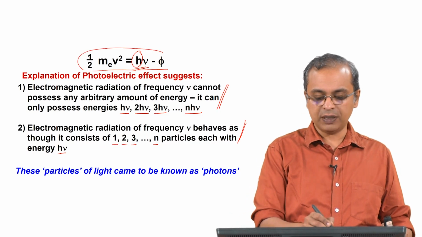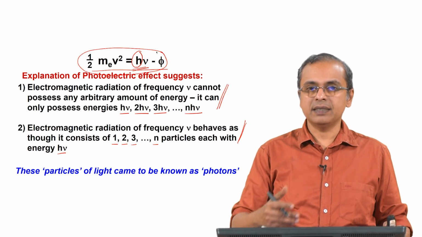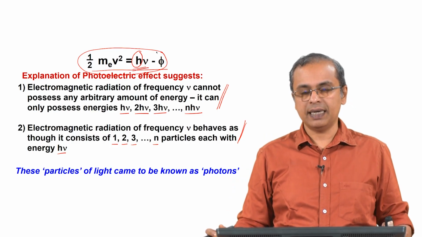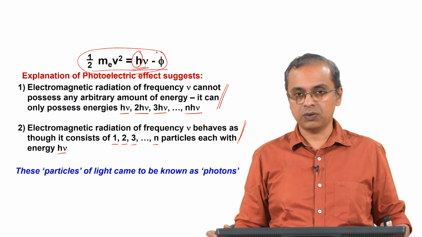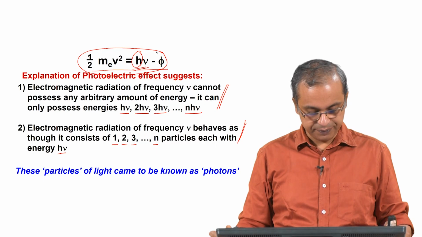This behavior was what was useful as an explanation for the photoelectric effect, and this is credited to Einstein, and he extended the idea that Planck had put forth through his Planck's constant, which he got from understanding the black body radiation.